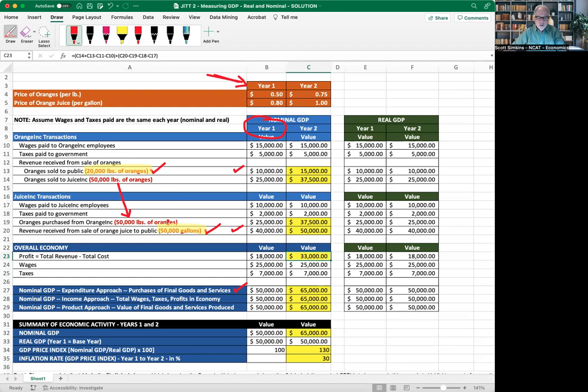For Juice Inc., what they're selling is juice. And the final product for them is orange juice. And so they sell $40,000 worth of orange juice to the public. 40,000 and 10,000, that's 50,000. And so we know the answer actually, as we've read the chapter, that all different ways of measuring GDP have to be the same. So we know it's got to add up to 50,000.